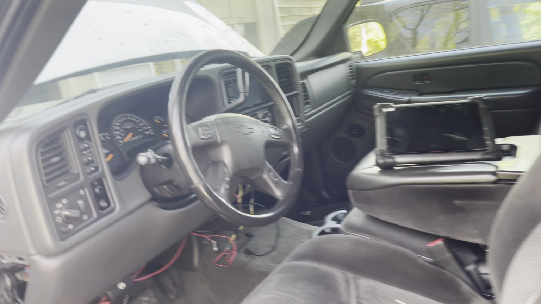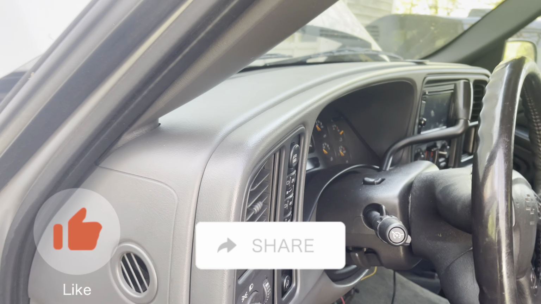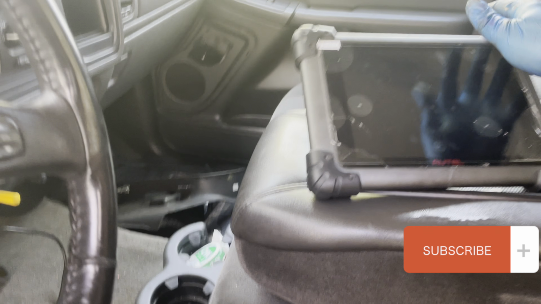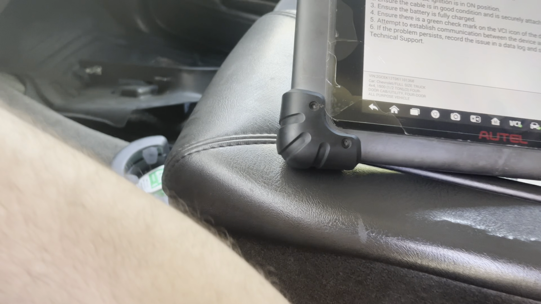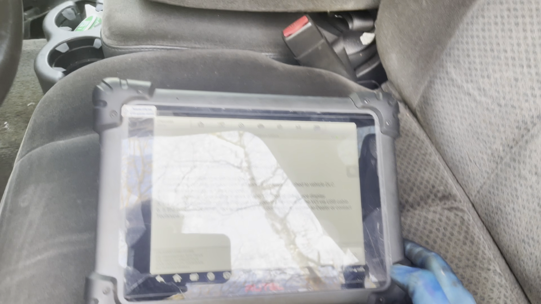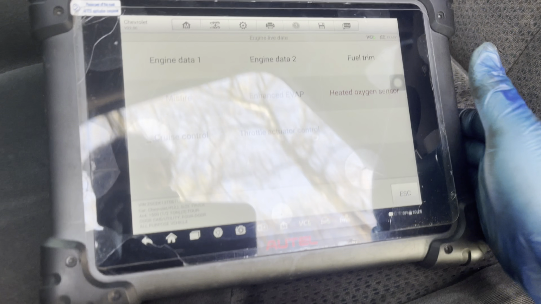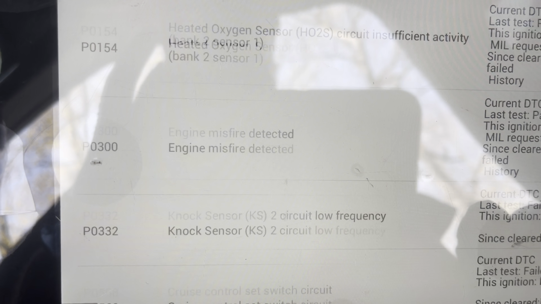We got here a 2006 Chevrolet 1500, I think, with the 4.8 liter engine. And we got a couple of issues that the customer wanted me to look at, one of them being a misfire. So let me show you guys what the codes were. This is what the codes were.